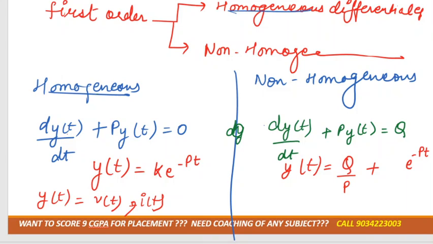So now you need to remember these two formulas. Here k is the constant. How can we get the constant? If we put t equal to 0, then we'll get the value of k. That will be more clear when we do the numericals based on this. Okay, clear?